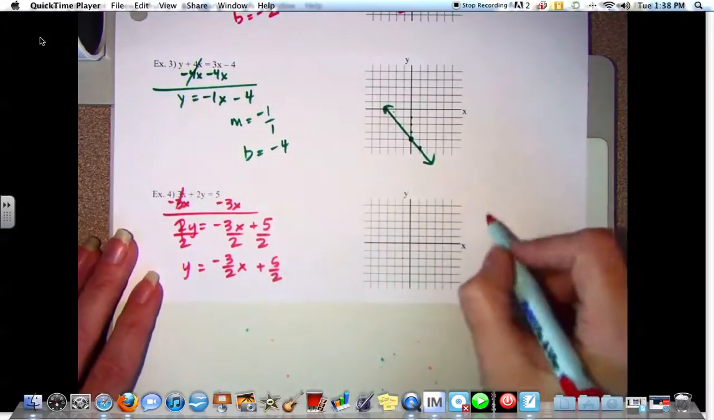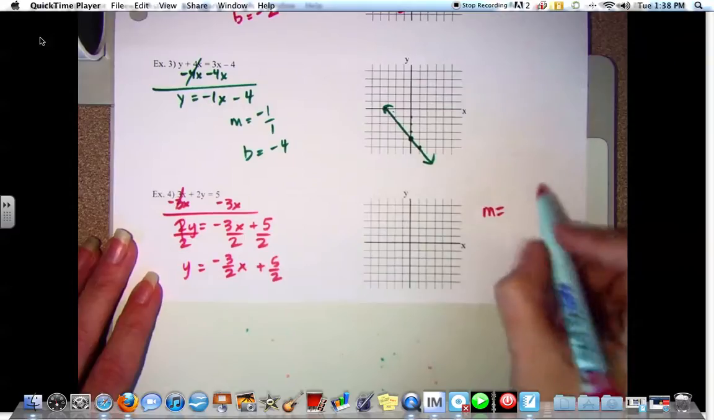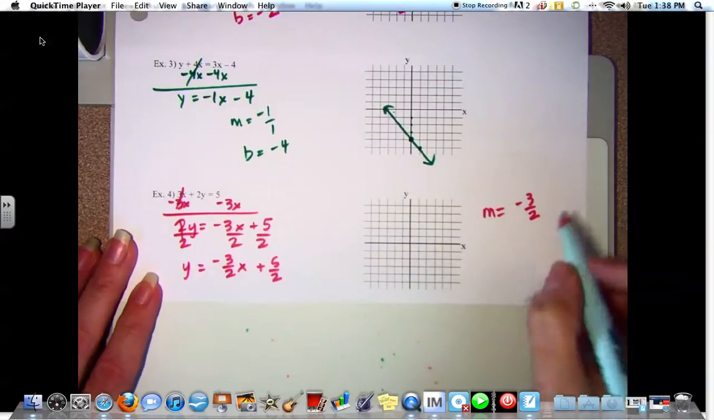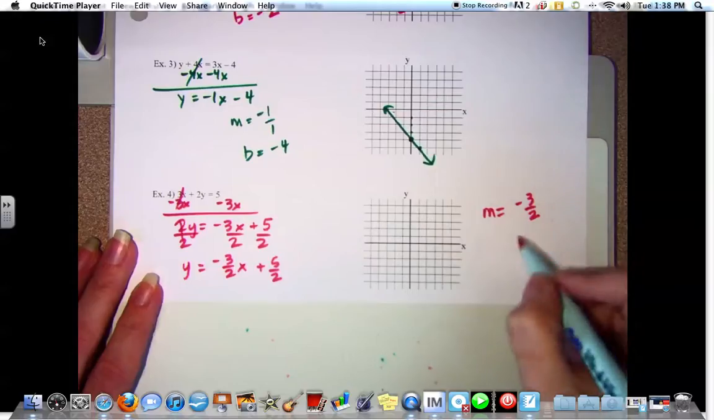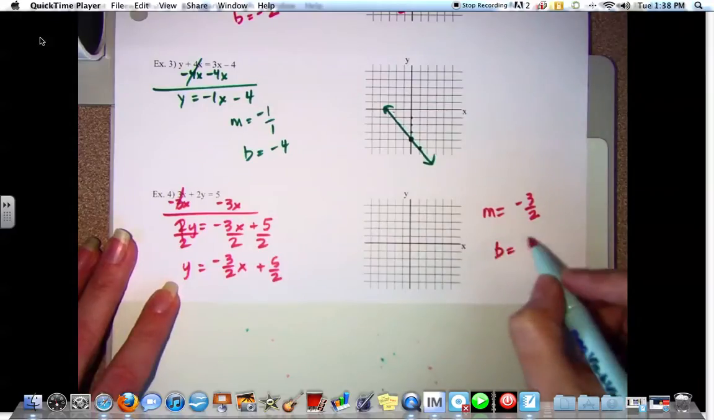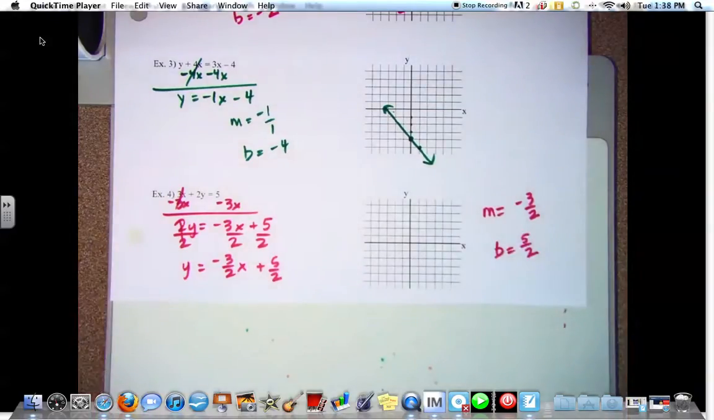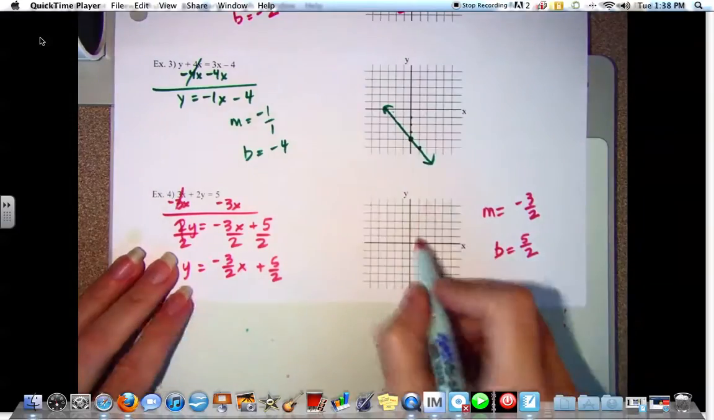All right, so what is my slope? Negative 3 over 2x. Do I include the x when I'm talking about slope? No. What's my y-intercept? 5 over 2. Not 4.5. 2.5. That's what I meant. So my y-intercept is 2.5.